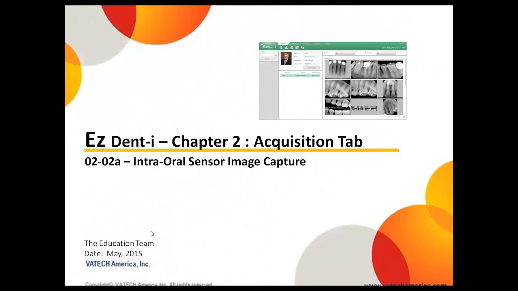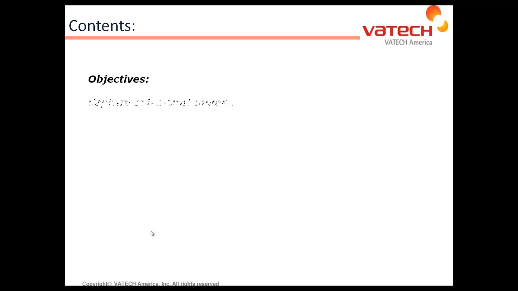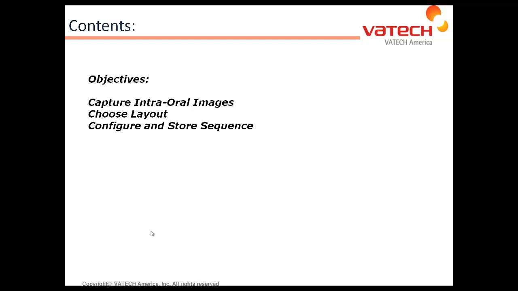EZDent I, Chapter 2, Acquisition tab, Intraoral Sensor Image Capture. The objectives are capture intraoral images, choosing a layout, configure and store a sequence, starting an auto sequence, save captured images, and retakes.